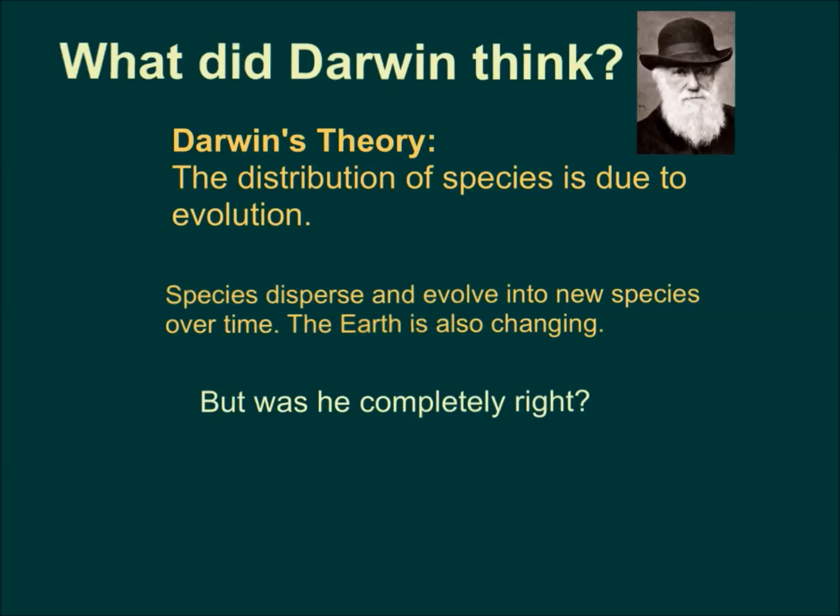First, let's back up a little and talk about what Darwin thought was the reason for endemic species. Darwin's theory was that the distribution of species is due to evolution. Species disperse and evolve into new species over time. The Earth is also changing. But was Darwin completely right?